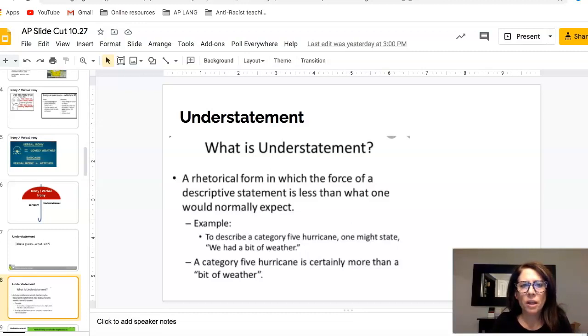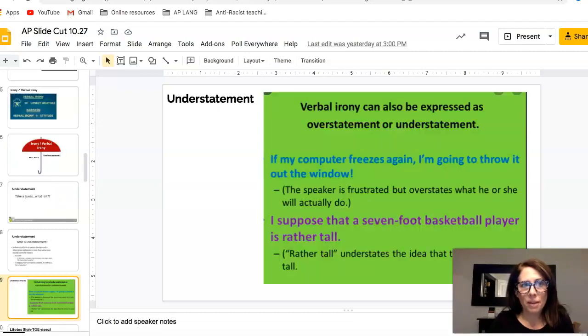In the example here, a Category 5 hurricane, if someone says, we've had a bit of weather, really? I mean, you've had like a really bad weather. But this person is using understatement. Your job as the reader and the writer of this essay is to dig with questions, practice those questions. Why is the writer using it? Why in this part of the speech is the writer using it? What is the writer showing from using that? Okay. And the questions continue. I said that before, so you can go back. I don't want to repeat them all every time because you'll get tired of me saying them.